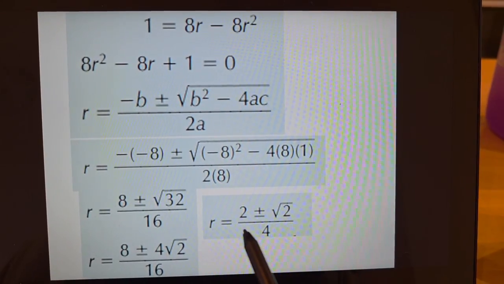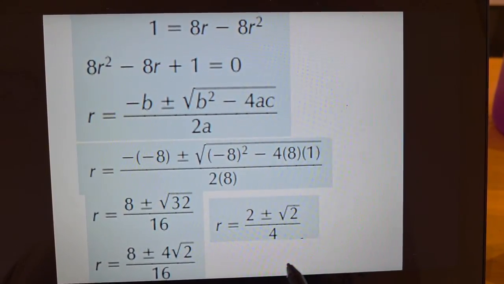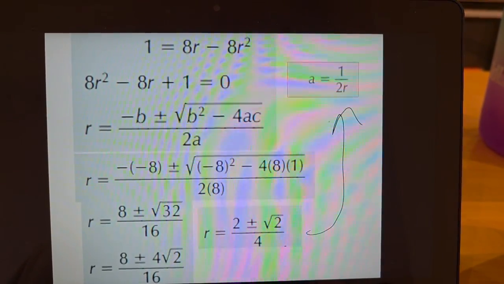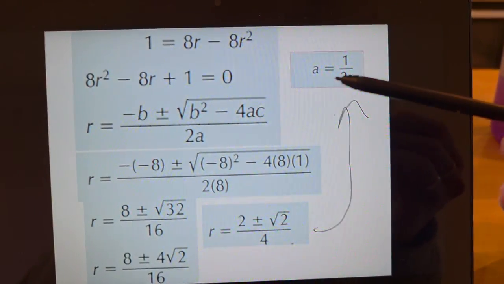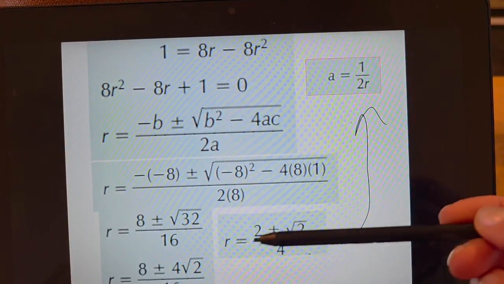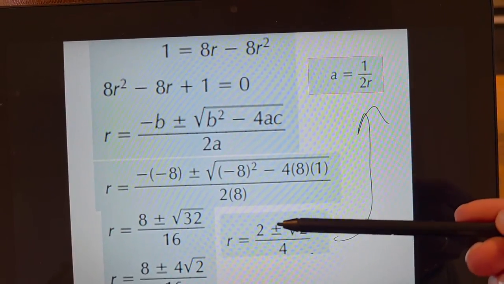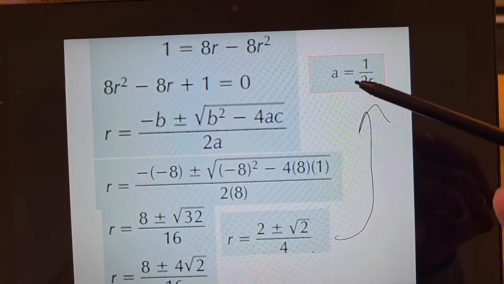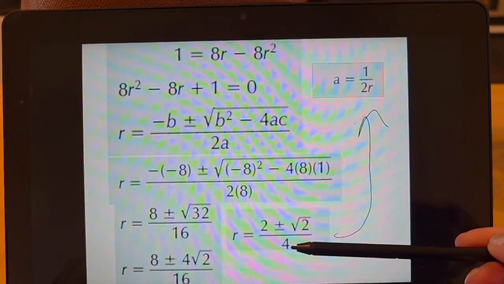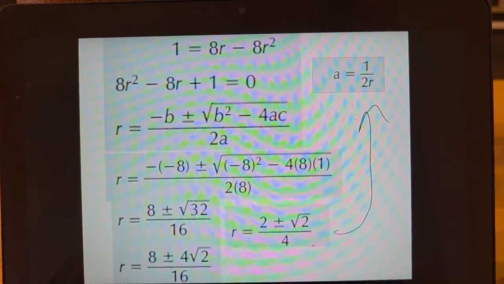If I'm after getting two values for r, then I need to go back and find my values for a. Remember what we said a was. We isolated a, and we were able to write a in terms of r. So a equals 1 over 2r. So now I have to say, well, what about when r is equal to 2 plus root 2 over 4? Sub it in, get out a value for a. Then what about when r is equal to 2 minus root 2 over 4? Sub it in and get another value for a.